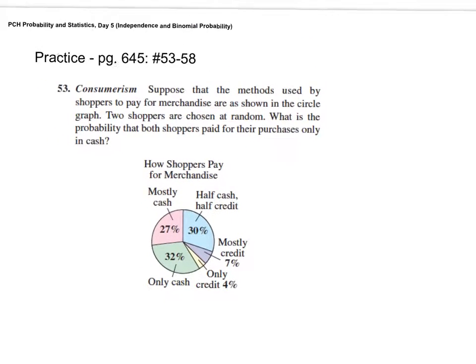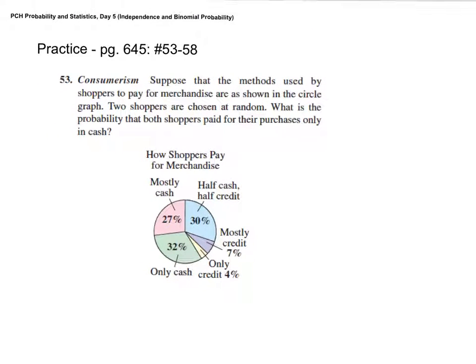Both shoppers? So the probability of paying in cash is what? 8 over 25. Okay, yeah, you could, or just 0.32.